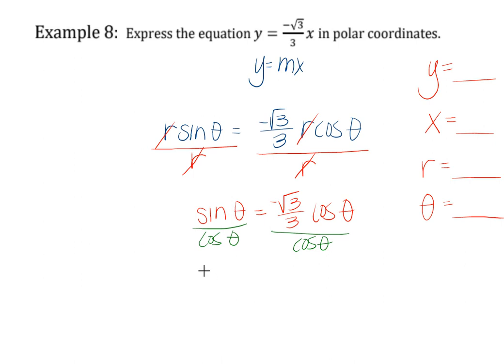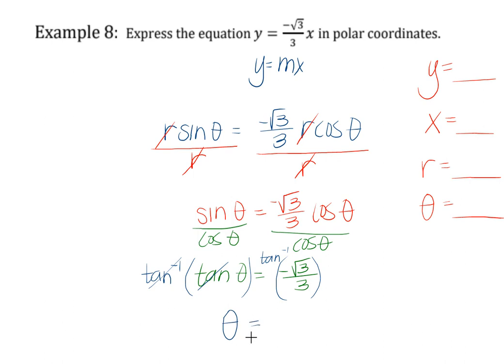Sine of theta over the cosine of theta, I could think of that as the tangent of theta, and this is going to be helpful because we are very familiar with the unit circle. If I need to get theta by itself, I'm essentially taking the inverse tangent of both sides, right? So if I take the inverse tangent of the left side, the inverse tangent of the right side, these cancel out, so I have theta equals, and then we need to think about the inverse tangent of negative root 3 over 3. Well, what angle has that tangent, negative root 3 over 3?